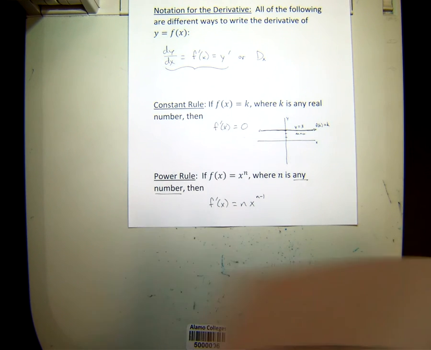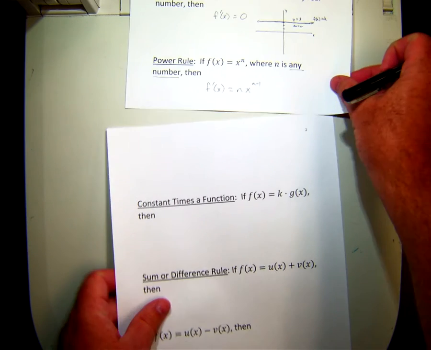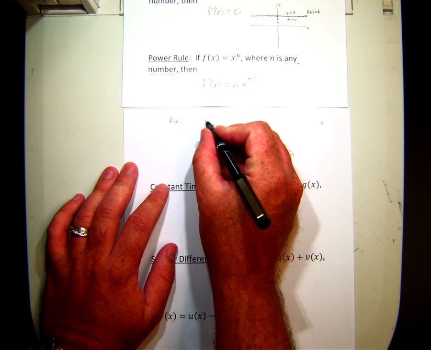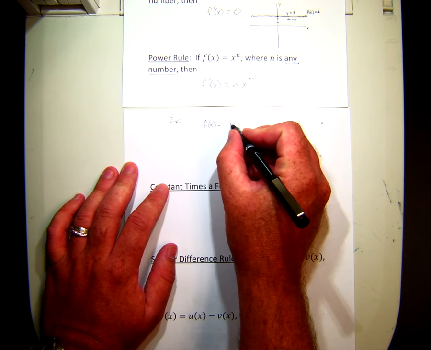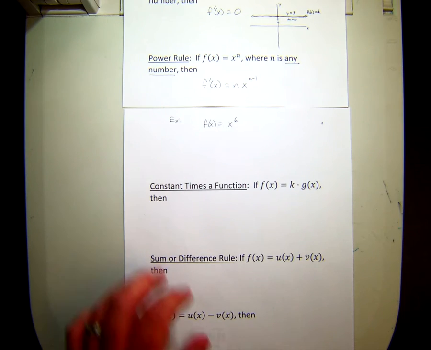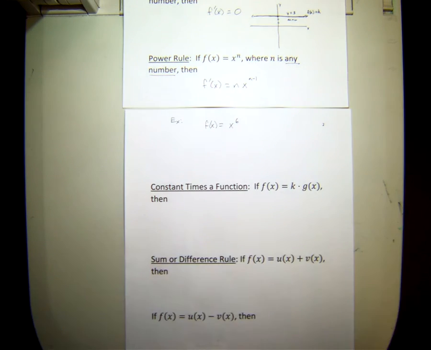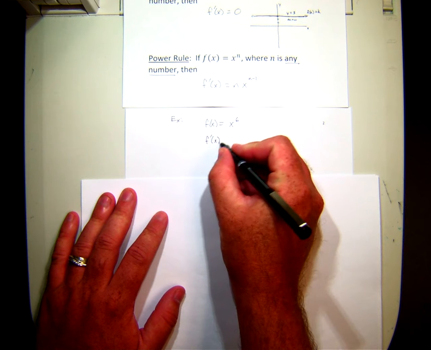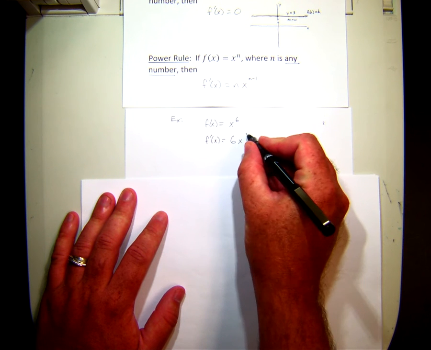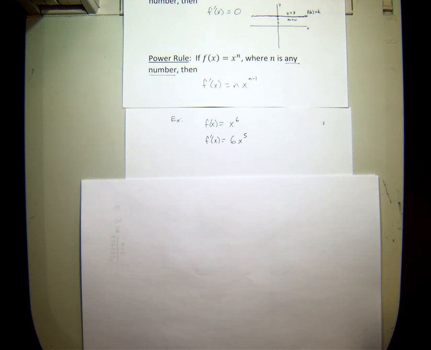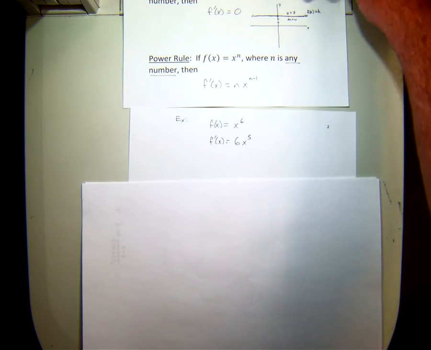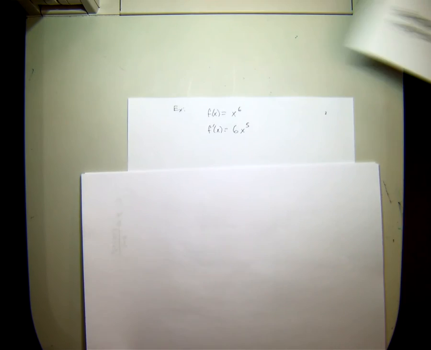Here's an example. F of x equals x to the 6th power. So if I want to take the derivative of this, all I have to do is pull the 6 down in front and subtract 1 from the exponent. That's it. It looks just like a game that we're playing with the numbers, and that's not a bad way to think of it.